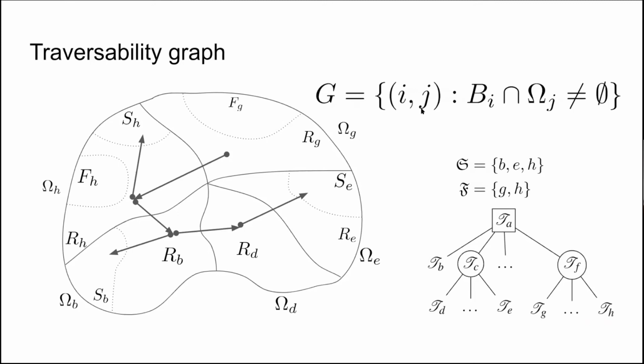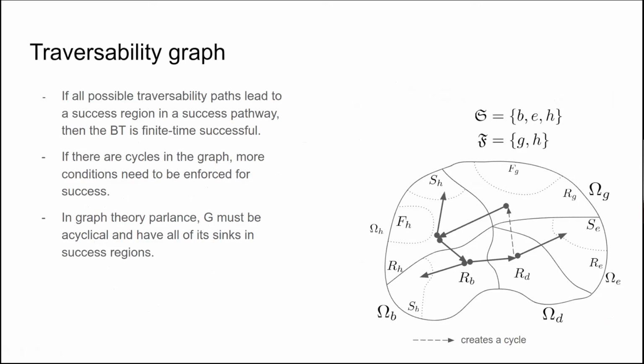So if the traversability graph of all these different leaf behavior trees forms a directed acyclical graph, and all the endpoints or the sinks end up in some success region, then the overall behavior tree is successful. Of course, there's some limitation to that, and that's if there is a cycle. Although we have come up with some tools to make sure that behavior trees are still successful even if there are cycles. But yeah, this is basically what it looks like.